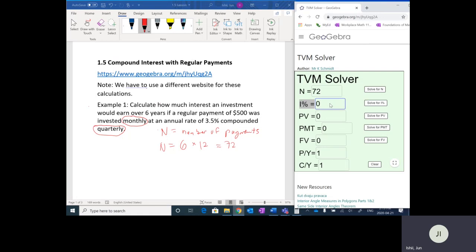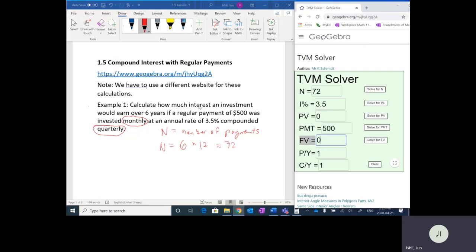The interest rate we can just plug in. You don't need to change it to a decimal, so you just punch it in as 3.5. Present value is how much your initial investment is. However, since we're doing payments, there's no actual initial investment, because we're just adding in $500. You may think the initial investment was 500, but that would be the principal. Here there's no principal, it's just payments. I guess that's the best way to explain it. So in the payments here, I'm going to plug in 500.